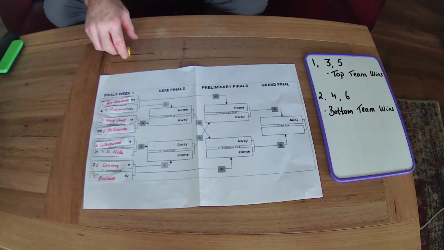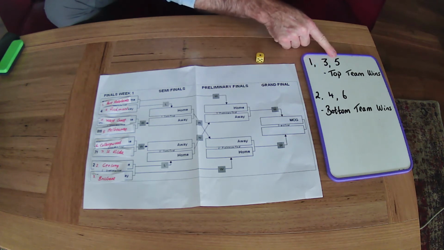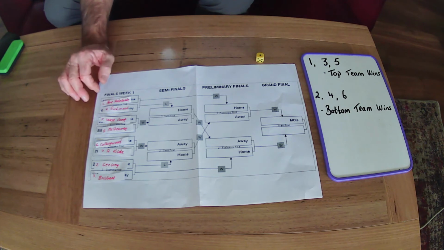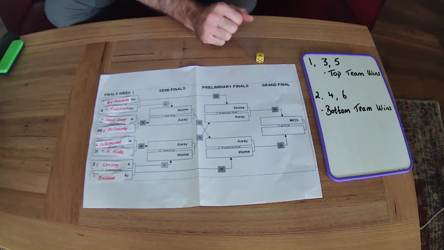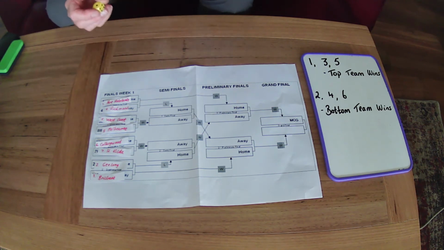Let's roll the dice here. To make it a 50-50 contest, if a 1, a 3 or a 5 comes up, we're just going to say that the top team in each game wins. If a 2, 4 or 6 comes up, the bottom team will win. Just to make it a 50-50 contest.